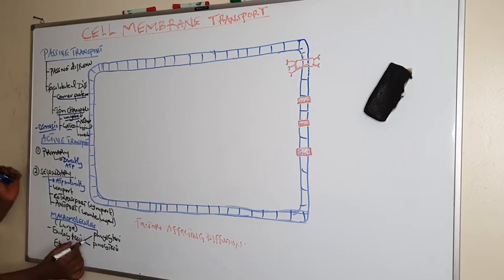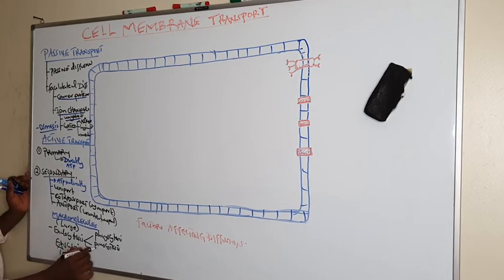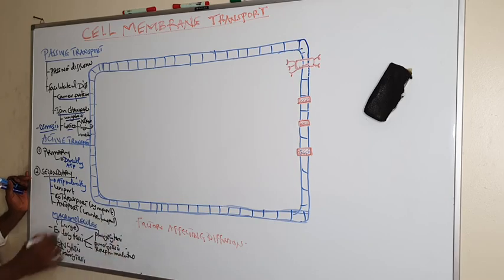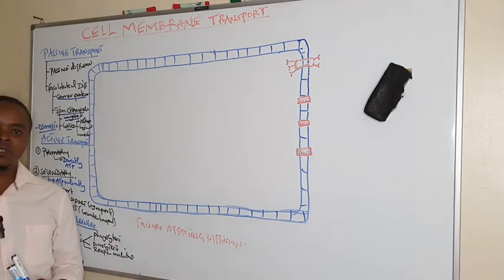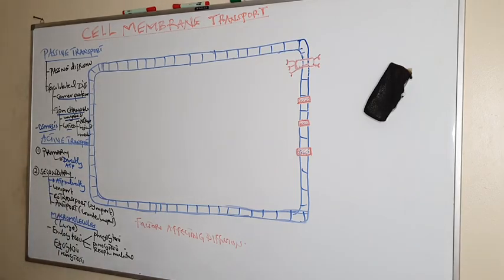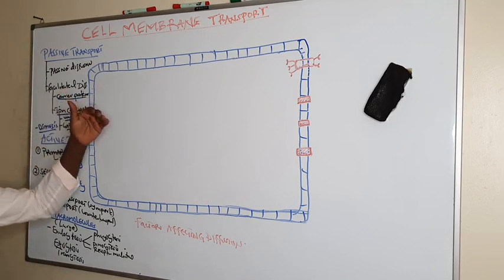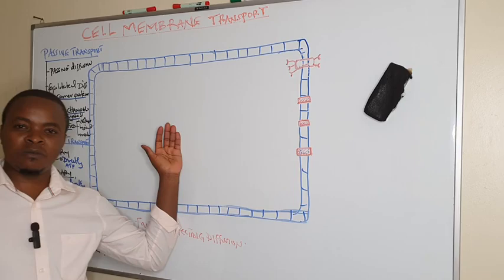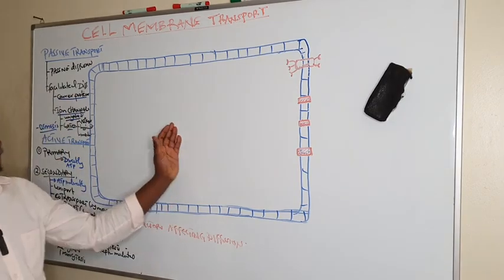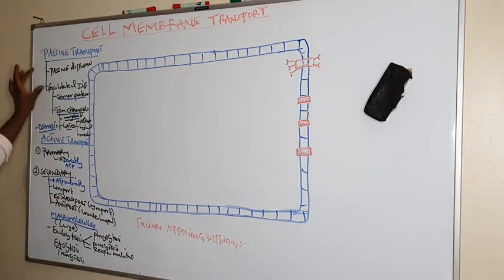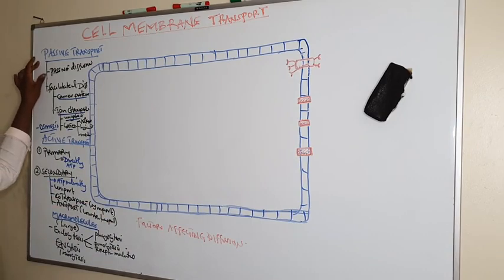And sometimes we can look at receptor-mediated endocytosis. So these are the different ways molecules can be transported across the cell membrane. After looking at this, we are going to start with passive transport.